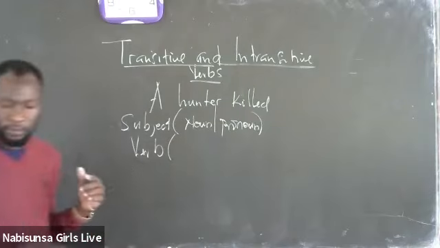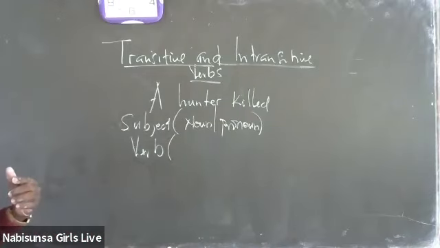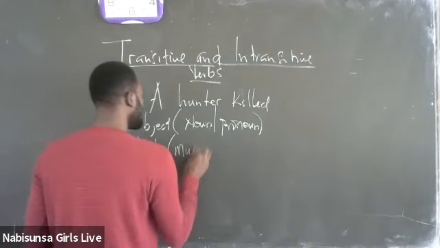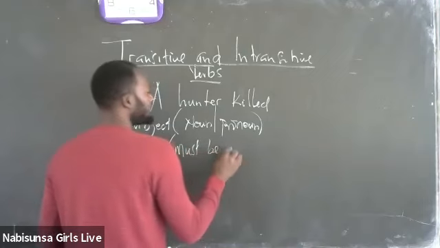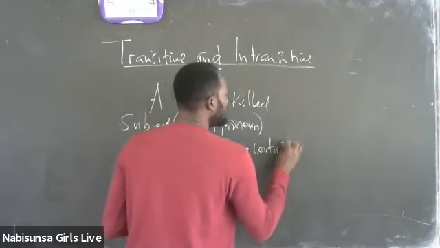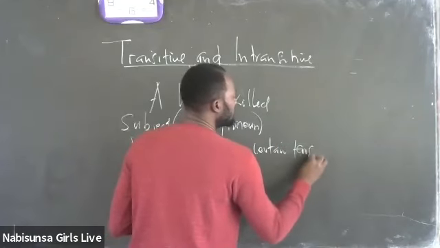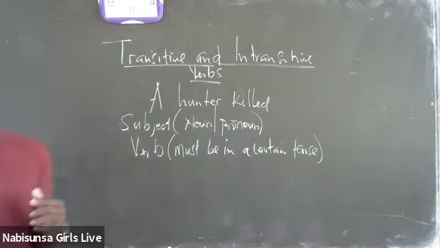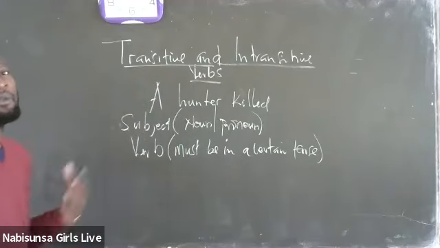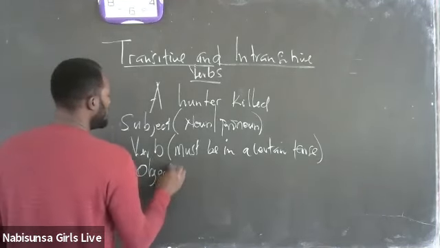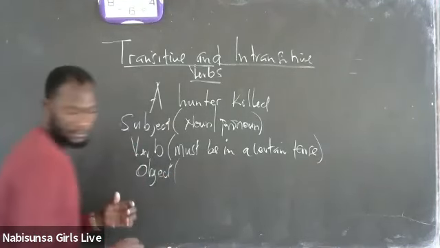Number two, a proper grammatical sentence has to have a verb, which must be in a certain tense. And then there is always an object.